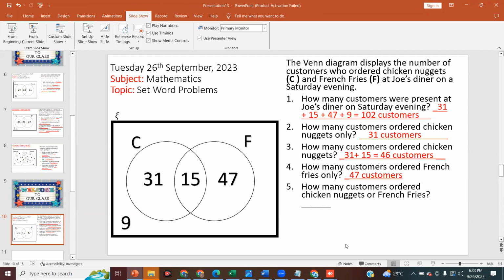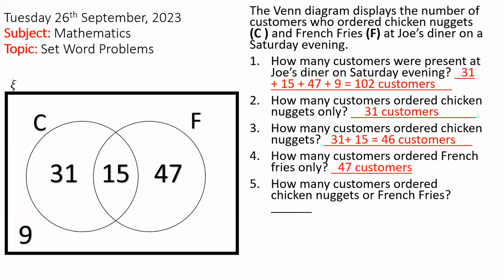Did anyone put 93? Any 93 person? Anyone put 93? No, sir. I put 93. Who put 93? Teo. Why you put 93? I put 93 because it said either chicken nuggets or French fries. So I just add them up because it's either one of them. And like, I don't know how to explain it, but yeah.